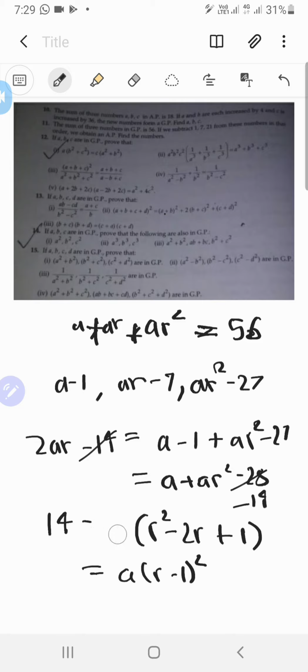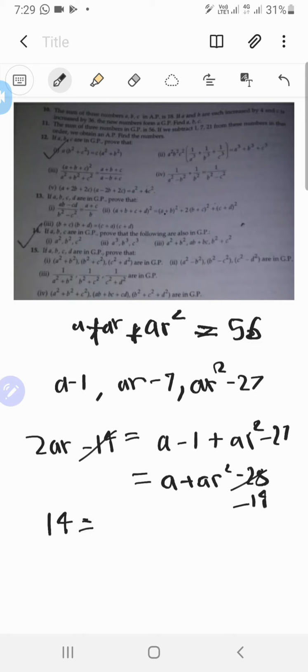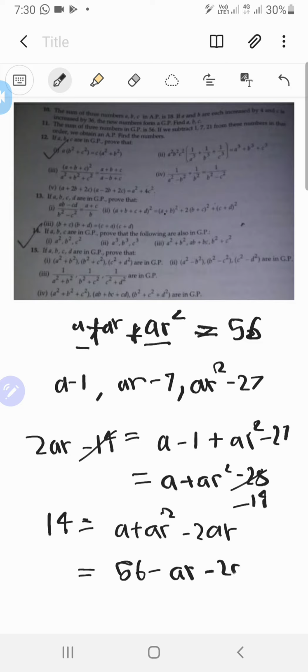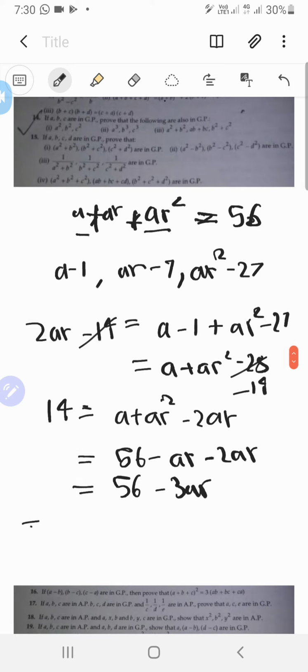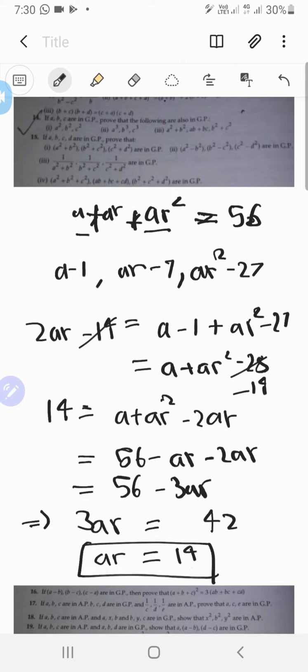Or what we could do is write it as A plus AR squared minus 2AR, and from this equation we can use the fact that A plus AR squared is 56 minus AR. This is 56 minus AR minus 2AR, which is going to be 56 minus 3AR. That means that 3AR is 56 minus 14, which is going to be 42. So AR is 14. That we got easily. Okay, so we got A times R equals 14. We can just use that fact.